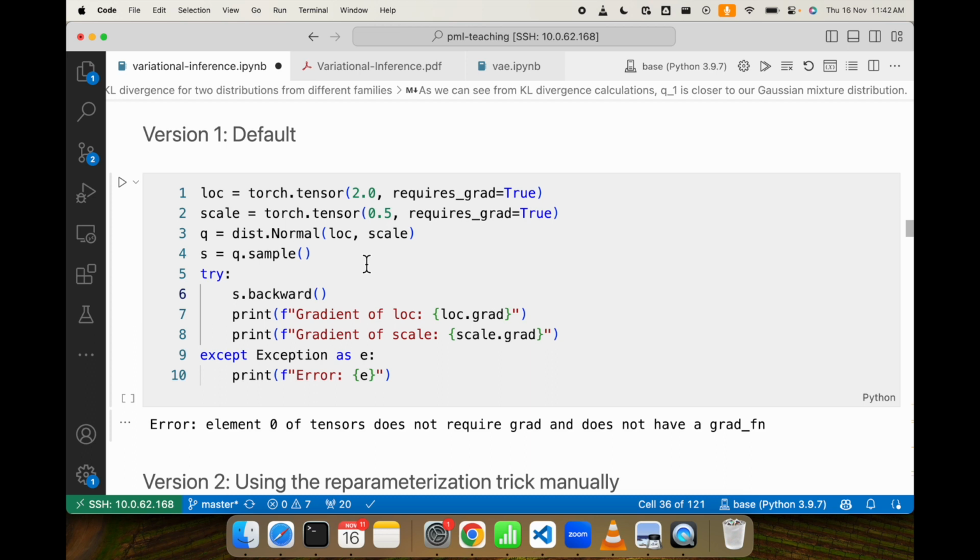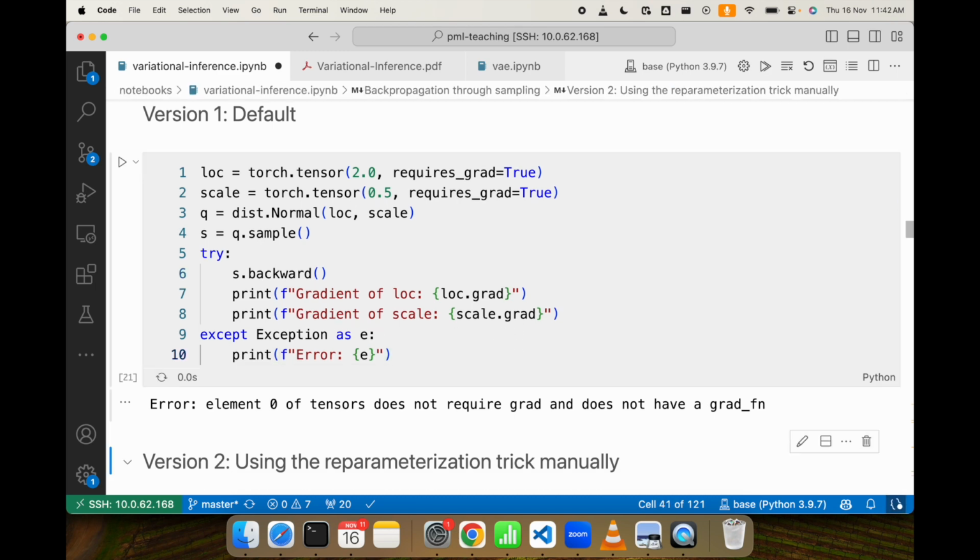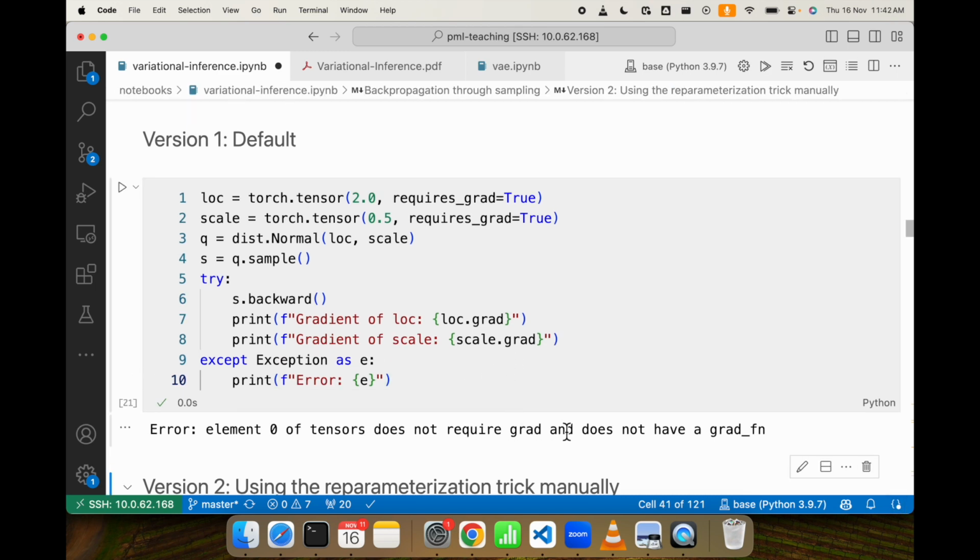I call backward on the sample, right? If the gradients were flowing backwards, then I should be able to compute location.grad and scale.grad. If this were happening, but I get the error that it does not have a grad function, does not require grad, something like that, right? This is happening because in this particular case, when we call .sample, it is breaking the computational graph for you.